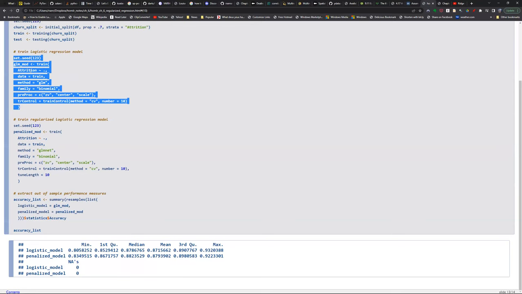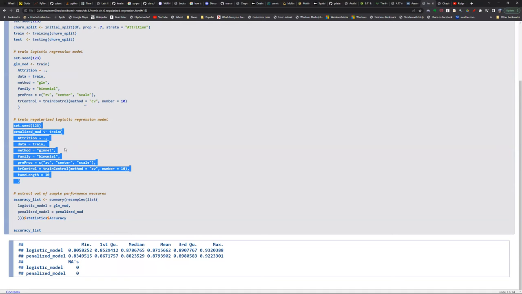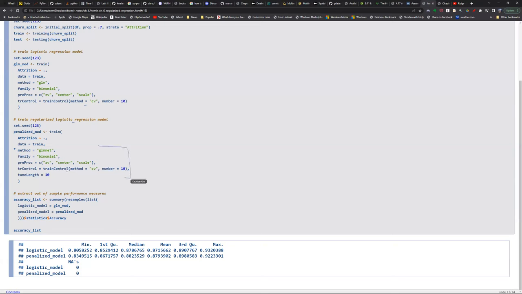It's not a numeric response. It's a factor. In other words, whether the employee leaves or the employee stays. The data is going to be the train data set. The method is glmnet. The family is binomial. We're going to do the same pre-processing. And for the method, we're going to do the CV with ten folds. Then we're going to run this, which is the tuning, right? The same process that we did with the Ames data, we're going to tune the alpha, the mixture between ridge and lasso, and also the lambda, okay? And this is what we get.